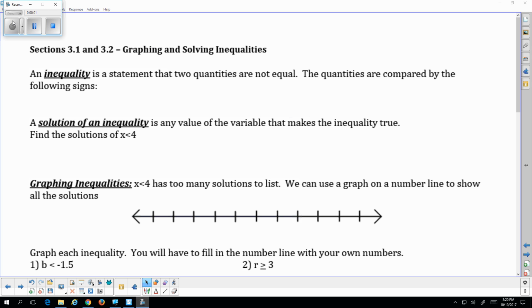So let's go to page 10 in our notes. So make sure you're on page 10. You're going to talk about inequalities today. We're going to graph and solve inequalities. So let's just start with what is an inequality.